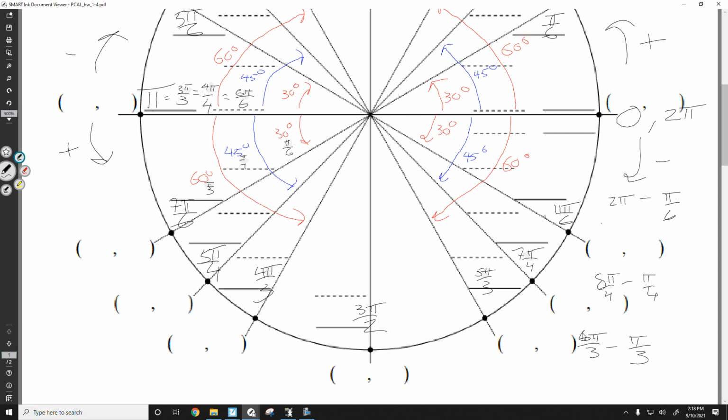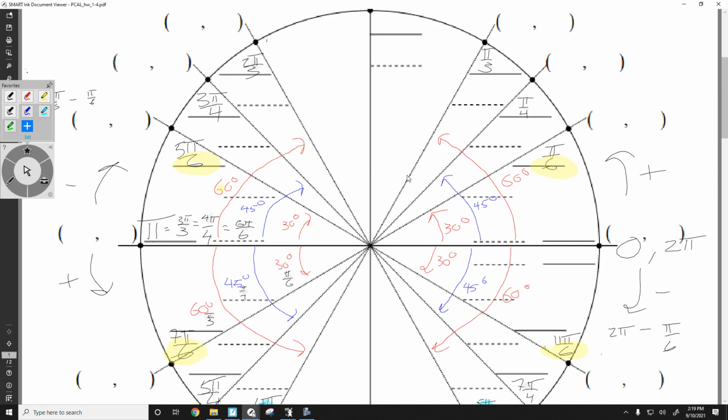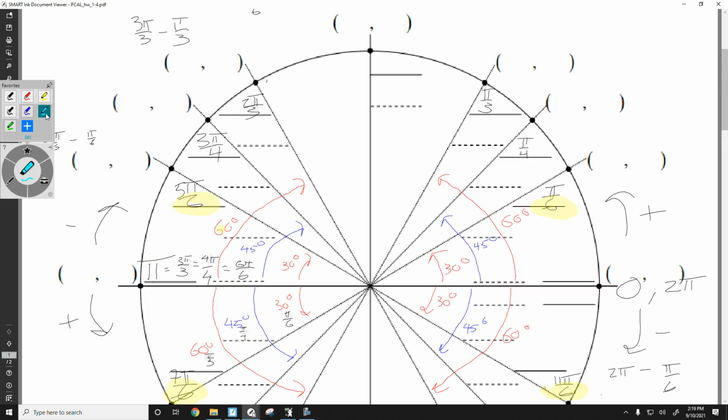Okay. Now, ready, guys? What do you notice? Everything simplified to be a pi over 6 is just 30 degrees away. Everything simplified to be a pi over 4 is 45 degrees away. Everything simplified to be a pi over 3 is 60 degrees away from the x-axis, the reference angle. Okay.